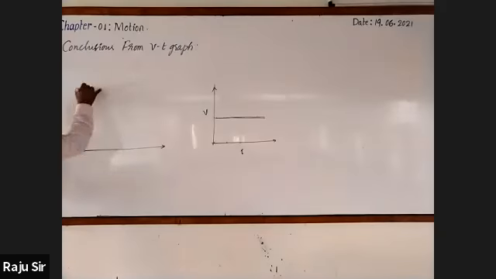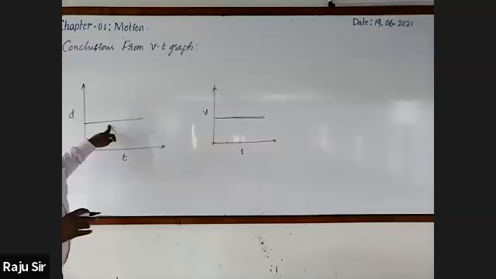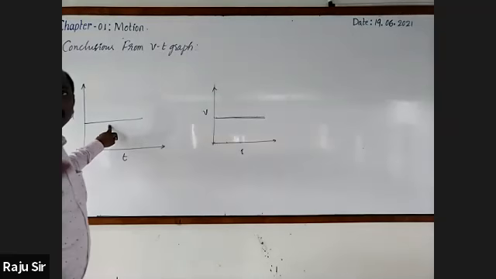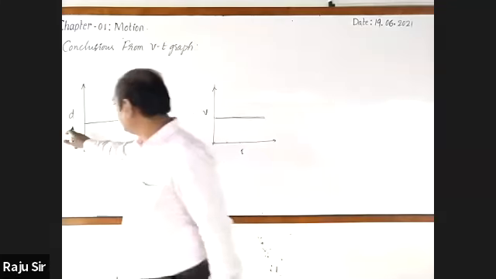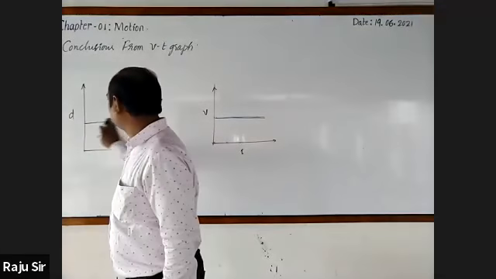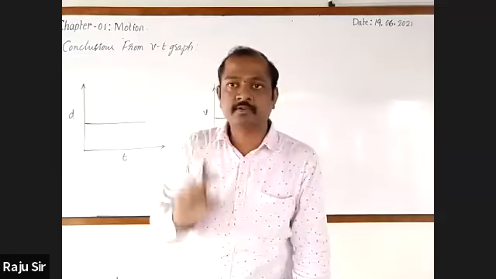Only Precious will tell. It is a DT graph. Precious, first one. What does this graph indicate? At rest. The body is at rest.